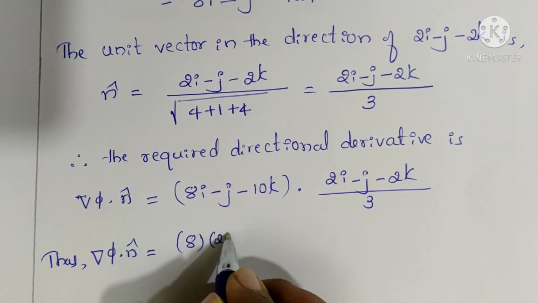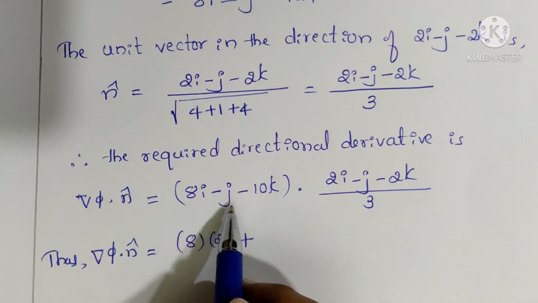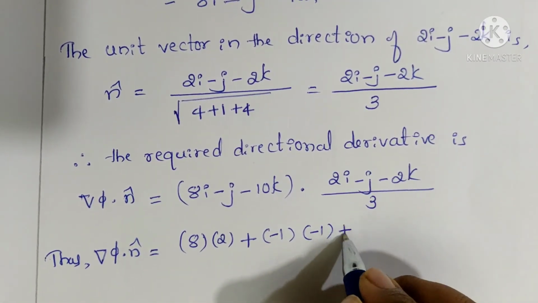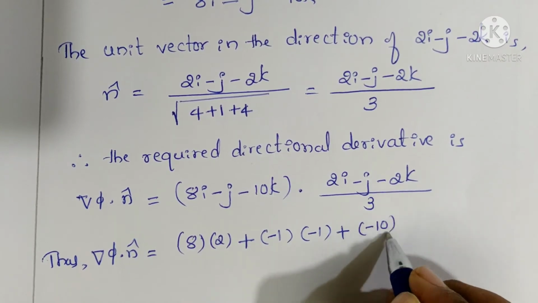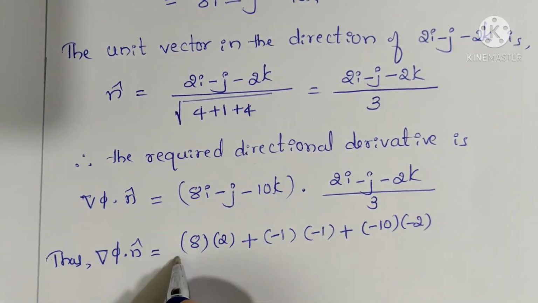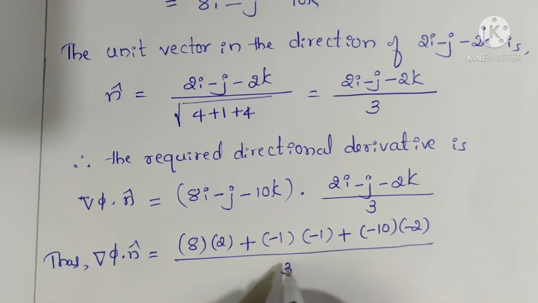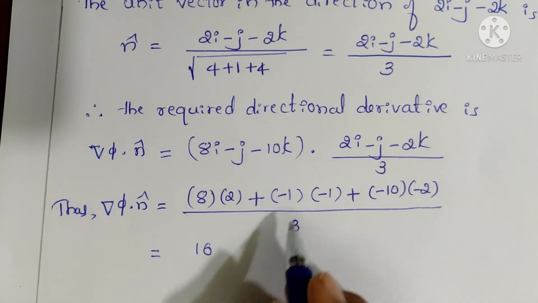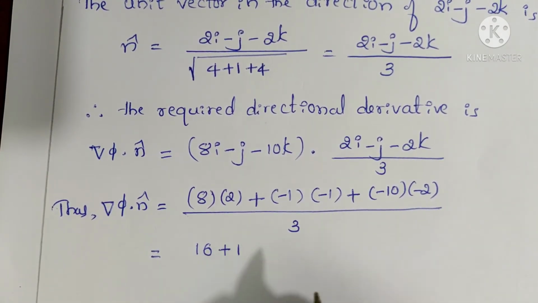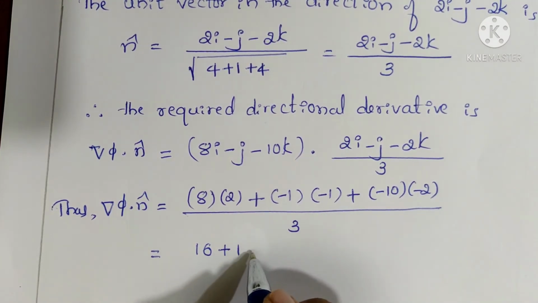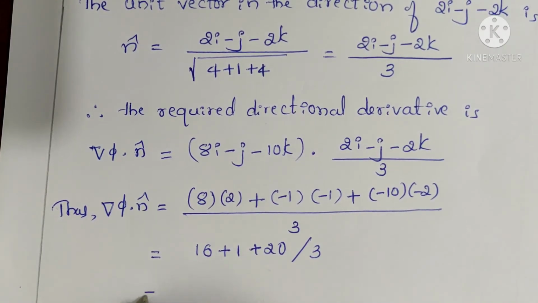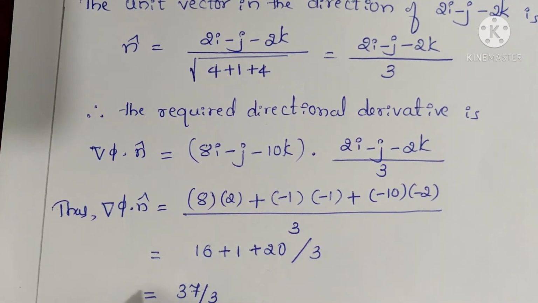8 into 2 plus coefficient of j is minus 1. Here also minus 1 plus coefficient of k minus 10 into minus 2, whole divided by 3. So this is equal to 8 into 2, 16, minus 1 minus 1 minus 1 into minus 1. So it is 1 minus 10 into minus 2 plus 20, whole divided by 3. So it will be 36 plus 1, 37. 37 by 3.